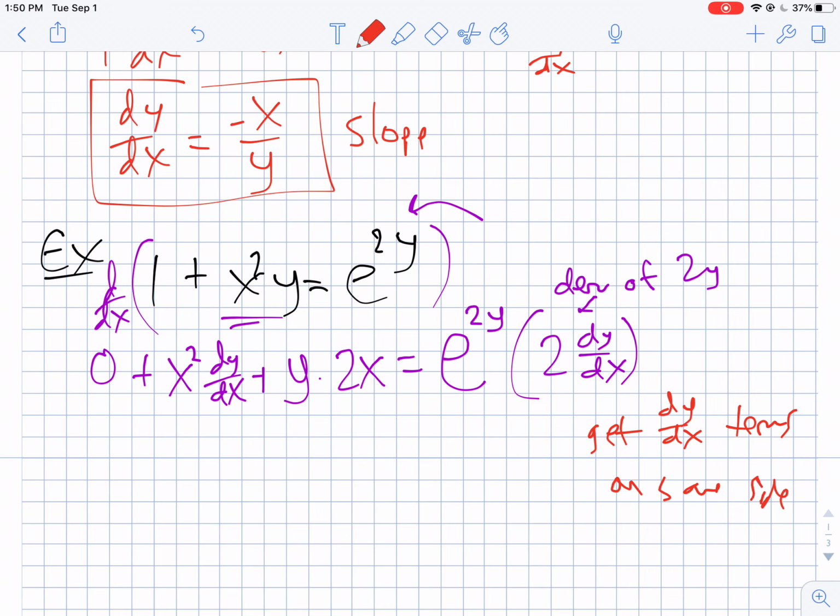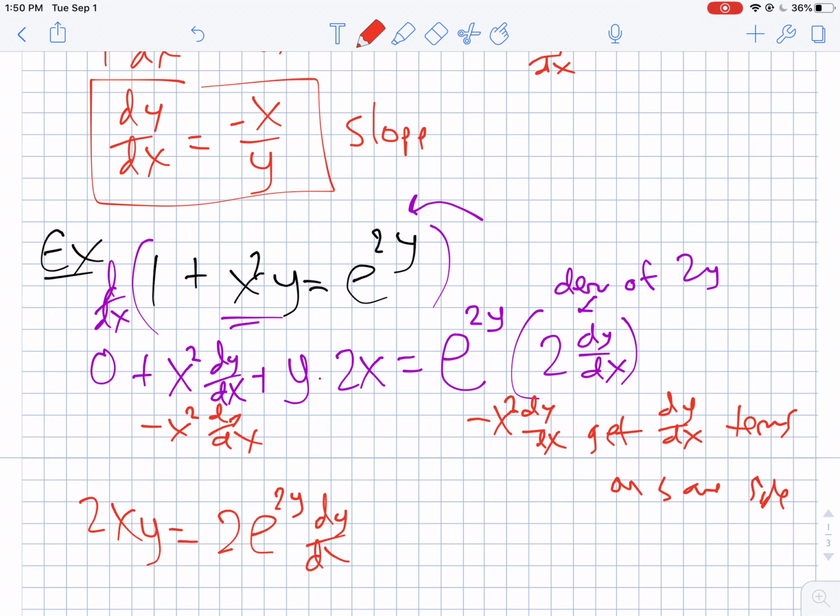So I'm going to try and subtract over this x squared dy dx. So I'm going to subtract x squared dy dx. Okay, so I'm going to get 2xy equals 2e to the 2y dy dx. I'm just rearranging some terms. Minus x squared dy dx.